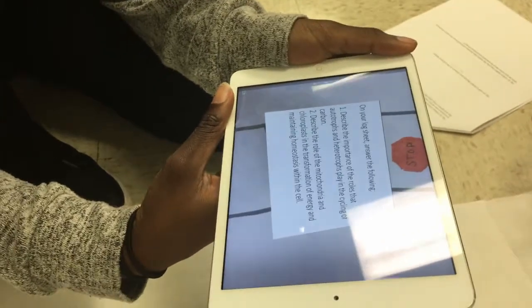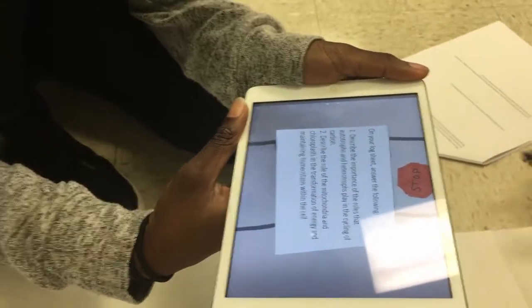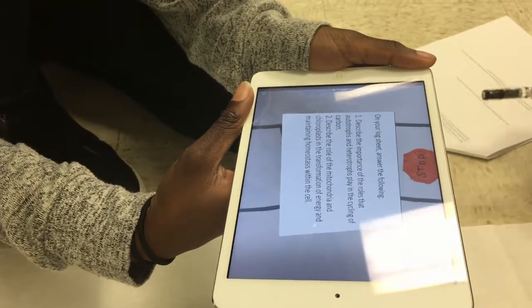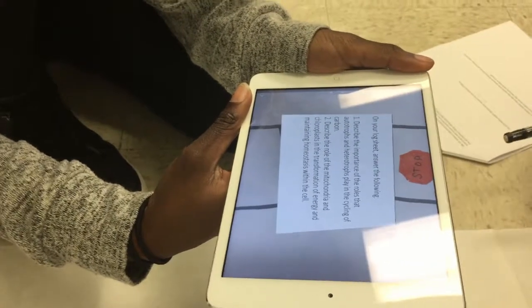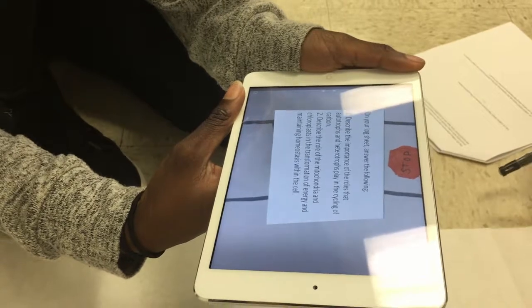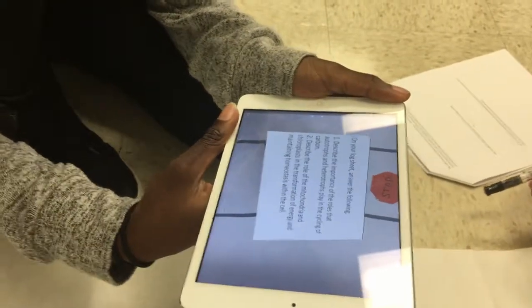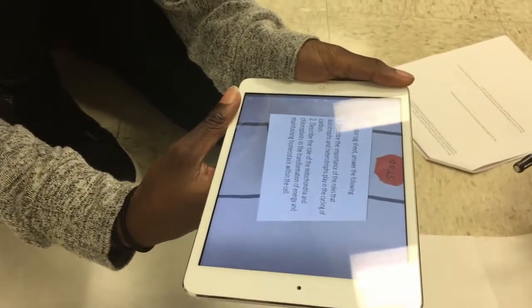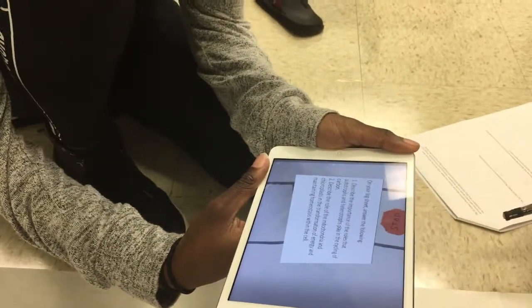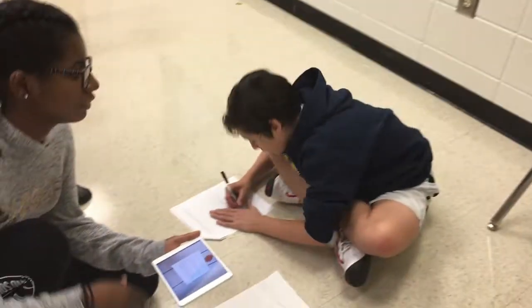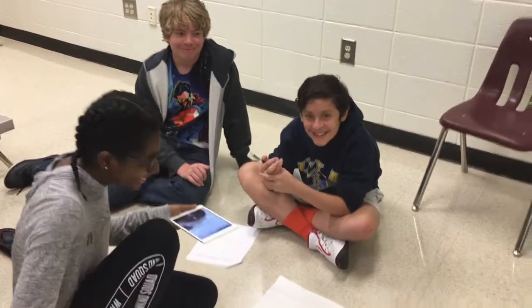On your log sheet, answer the following. Describe the importance of roles that autotrophs and heterotrophs play in the cycling of carbon. Describe the role of mitochondria and chloroplasts in the transformation of energy and maintaining the homeostasis within the cell. Okay, guys, this is going to be another collaborative one, so let's talk about those things and we'll record it on our log sheet. Okay, guys, we are almost done. Let's go ahead and check out the summary video.